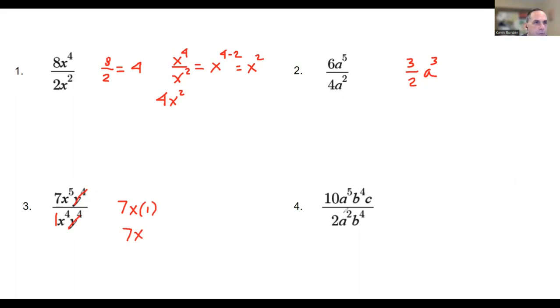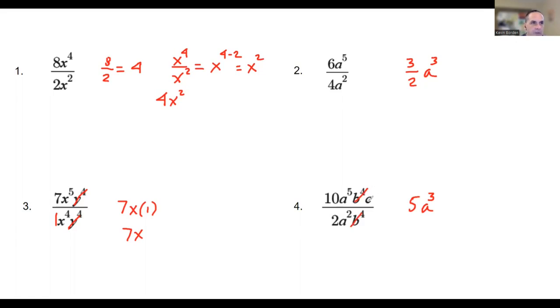All right, let's move on to problem 4. We have our coefficients of 10 and 2. Let's try to divide that. 10 divided by 2 is 5. So it looks like 5 will be the coefficient of our answer. A to the 5th divided by a to the 2nd. 5 minus 2 is 3. That leaves us with a to the 3rd. B to the 4th divided by b to the 4th. This is the situation that we just had over in problem 3. We can just cancel those out and ignore that part.